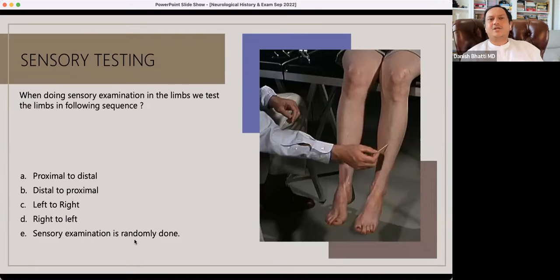Or the sensory examination is randomly done so that the patient cannot predict what you're going to do. What will be the right answer? And again, in the interest of time, I'll keep going.